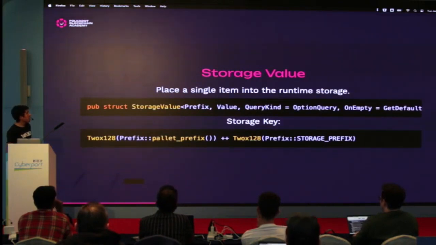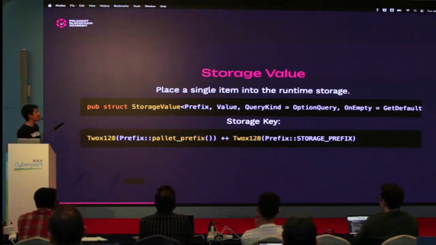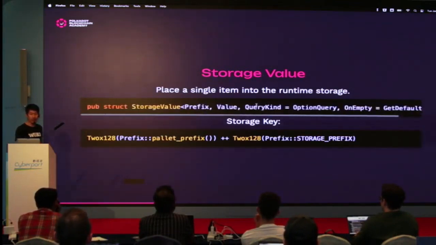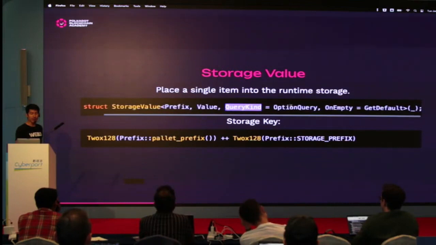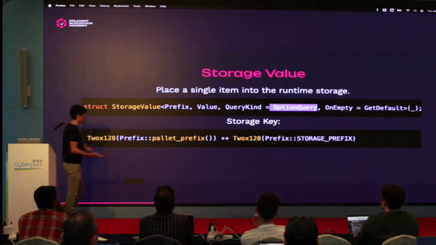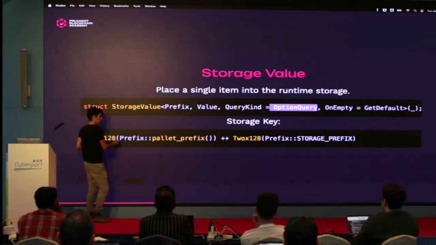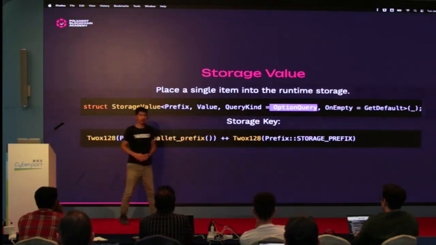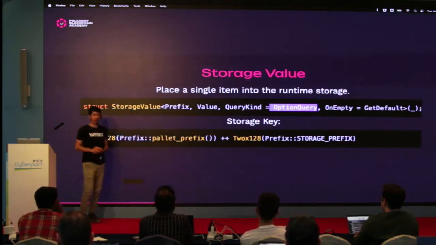Okay? Storage value is placing a single item into storage. If you look at the definition inside of Frame, it's kind of long, something bigger than you expect. There's a struct, StorageValue, and it has a bunch of generic types, some with default configurations. The storage key for every storage value is just the hash of the palette prefix plus the hash of the storage prefix. This is palette name, storage name. Okay?